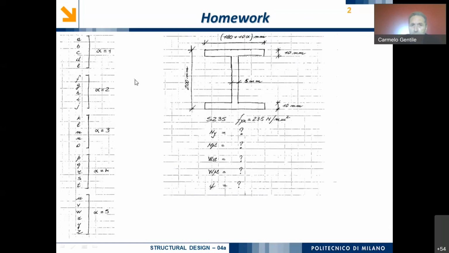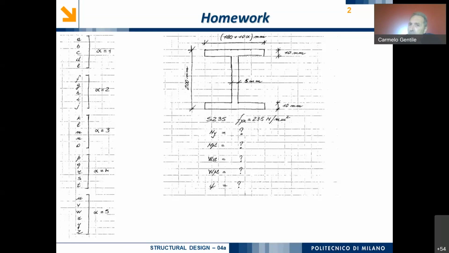Afterwards, the second exercise was related to a cross-section in steel 235, which is characterized by a yielding strength of 235 Newton per square millimeter, and there are several things to compute, starting with the moment of first yielding, to the fully plastic moment, to the terms WL and WP, and to the plastic ratio psi. The plastic ratio psi, as you remember, might be defined as the ratio between MPL and MY, or alternatively, the ratio between WPL and WL.